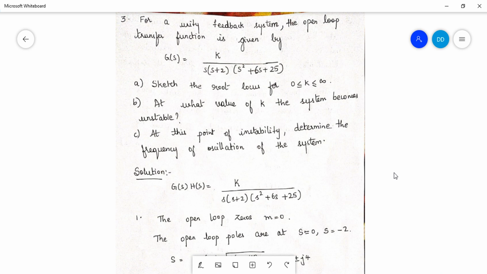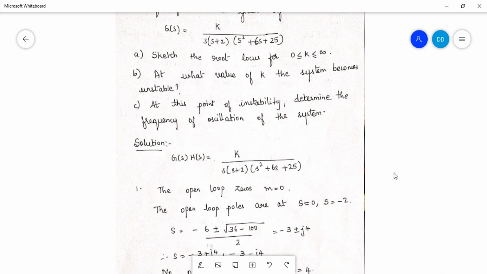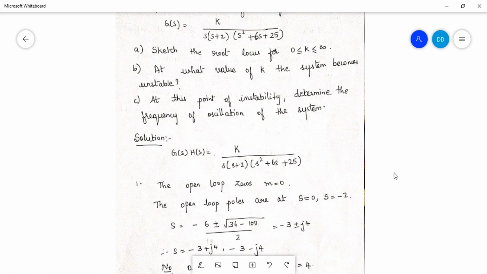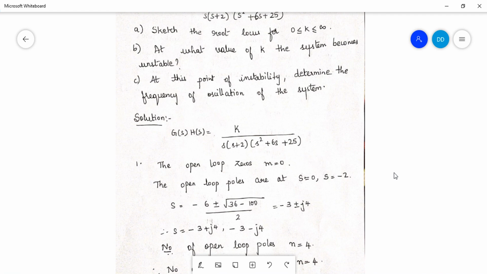oscillation of this system. So first we will write down the open loop transfer function G(s)H(s). H(s) is 1, unity feedback system. So the very first thing is, with this open loop transfer function we have to find the number of poles and zeros. So in the numerator we have only K, which is the gain of the system. Hence the number of open loop zeros m is equal to 0.